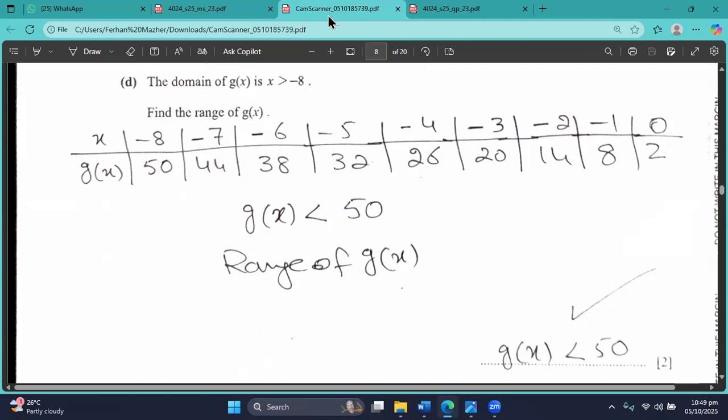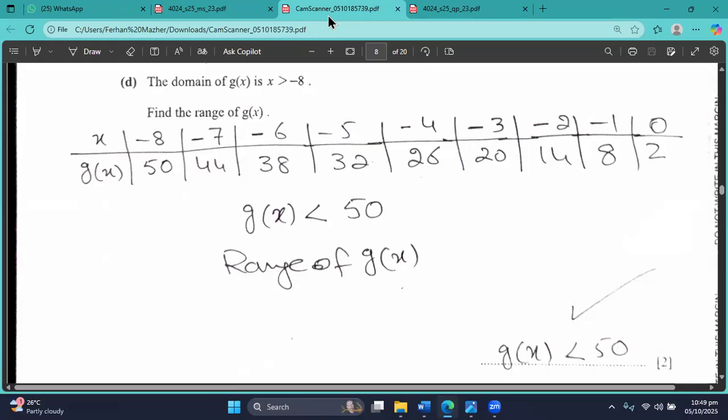And I calculated what will be the value of that formula, g of x. And that is the range. So at minus 8, the value is 50. At minus 7, the value is 44. At minus 6, 38. At minus 5 is 32. So you see, as I am increasing the value of x, the values of the y or the g of x are coming down.